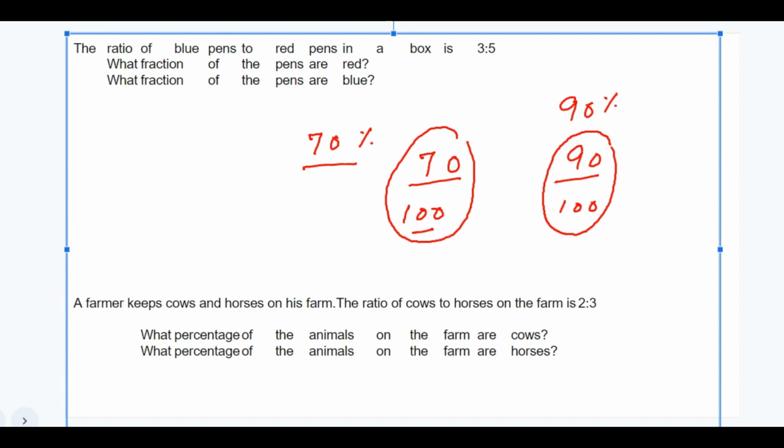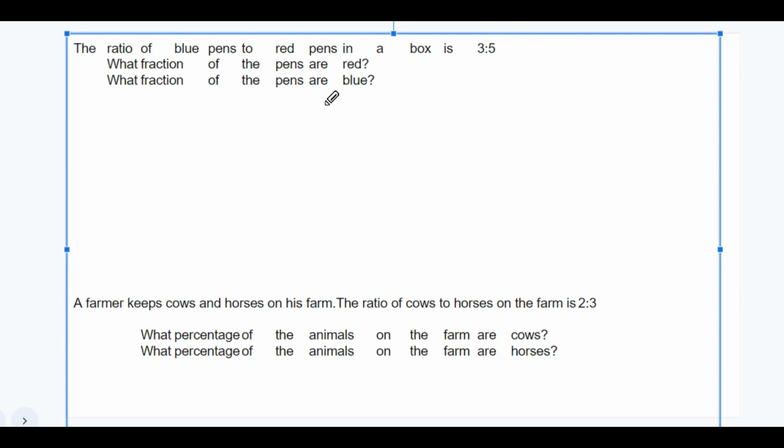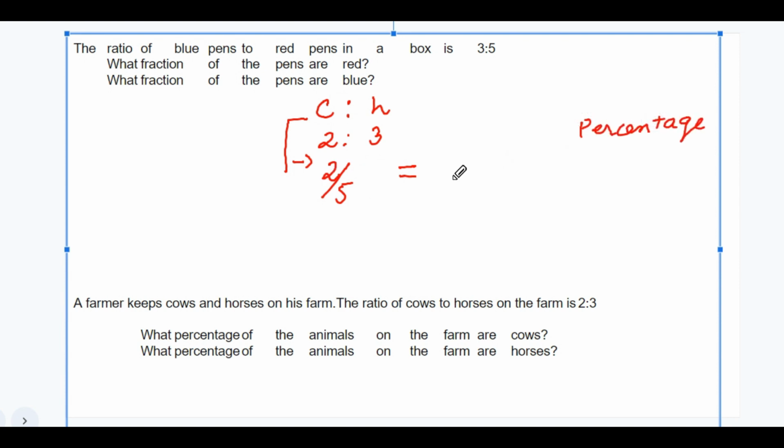Okay, so now we can solve our question. So we have the ratio of cows to horses equal to 2 to 3, and now we can find the fraction of cows, that is 2 out of the total, that is 5. Now we actually need to change it into a percentage. To change it into a percentage, again we need 100 in the denominator, right? So we need to change our denominator. Yes, the same thing we have been doing in so many lessons.